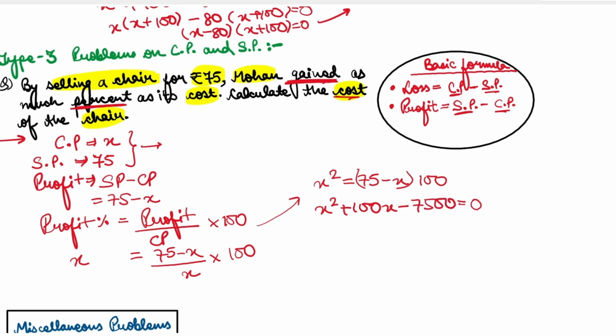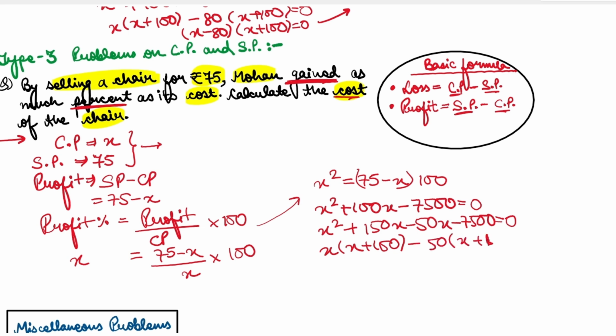Okay, now again we'll split this. So x square plus, can we write this as 150x minus 50x minus 7500 is equal to 0. So x plus 150 and then minus 50 times x plus 150 is equal to 0. So x minus 50 and x plus 100 is equal to 0. So x becomes equal to 50 and x becomes equal to minus 100.